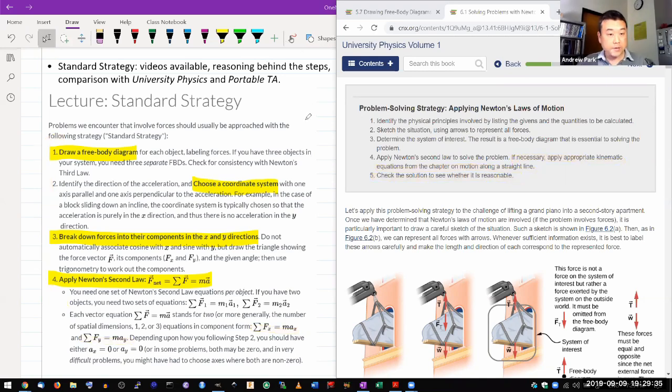Okay, so that's how it matches up with the textbook. Let me show you the example from the Portable TA to show you how it matches up with what you will see in Portable TA.